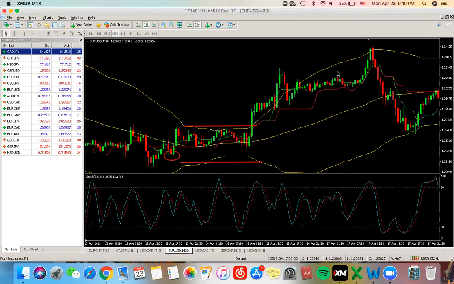So basically in this part, the big circle, when the lines are crossing, we wait for the first candle to close above the mid-level. This candle here is completely above the midline of the Bollinger Band. So when this one is closed, we basically get in.